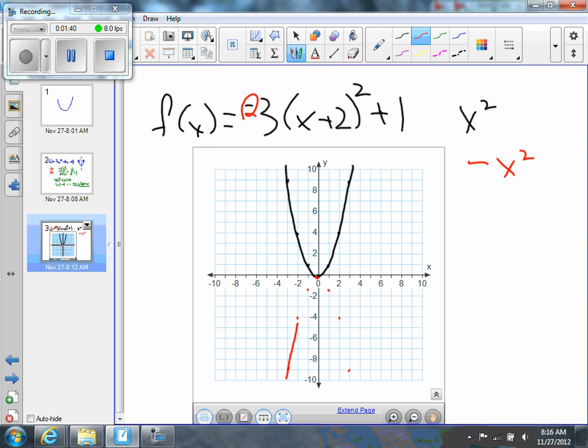And so this is my second transformation. Not quite as good, but still pretty darn good. That's my second transformation.